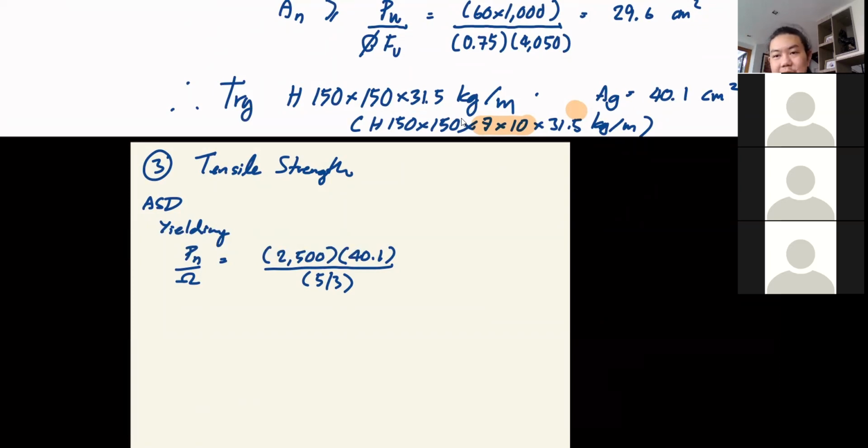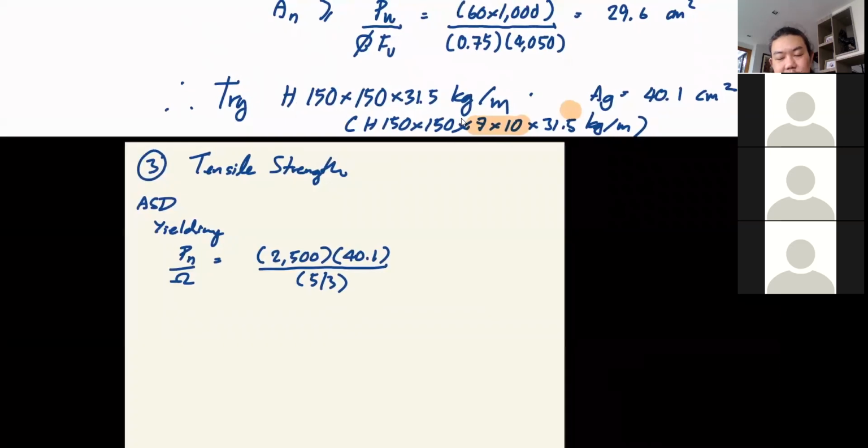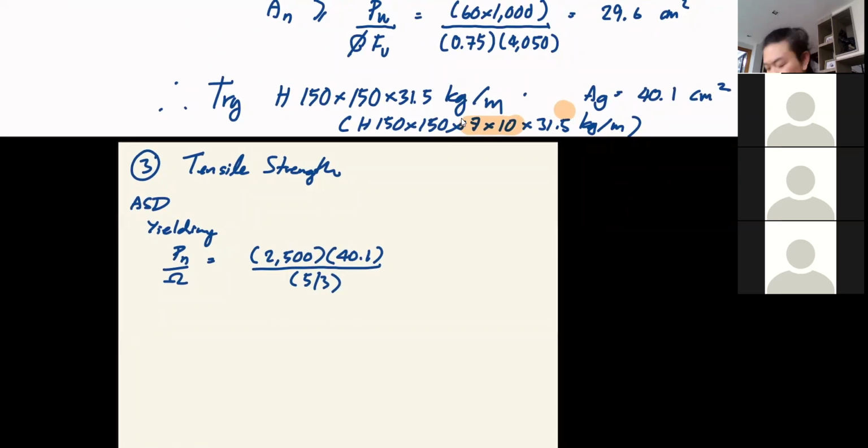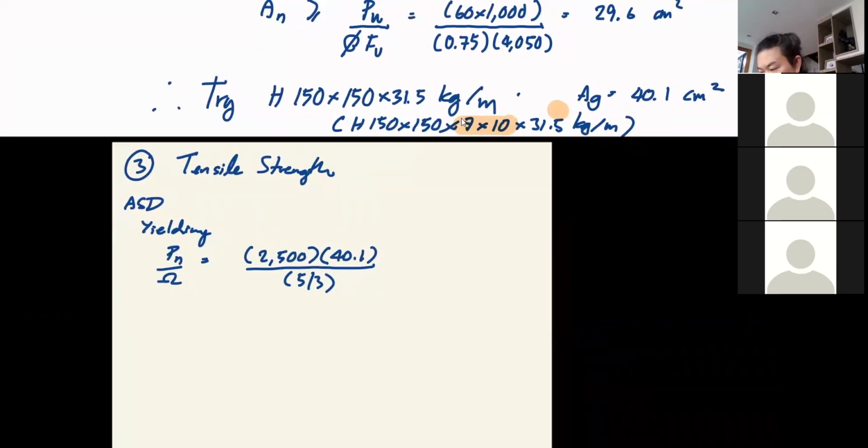From time to time you will see in many books that this becomes 0.6 Fy. The old ASD specification used to give you the allowable stress equal to 1500. That comes from 0.6 Fy. So here we are going to have 60.2 tons, greater than 60.